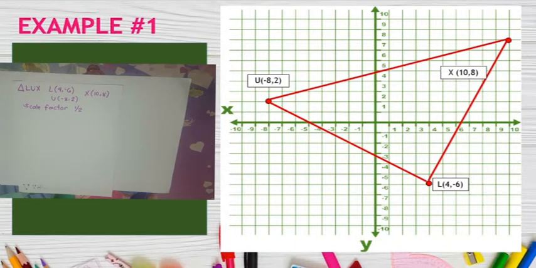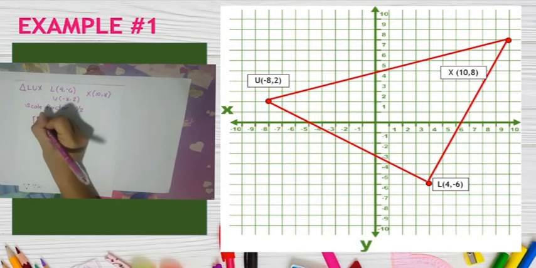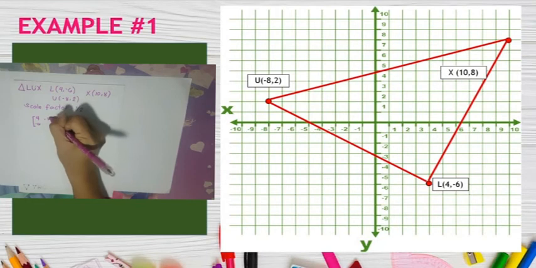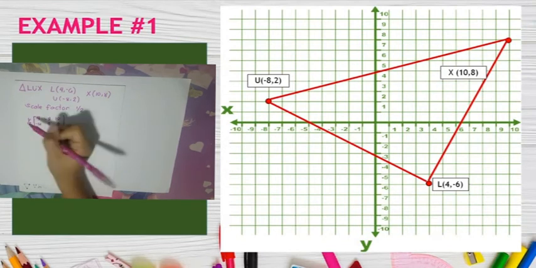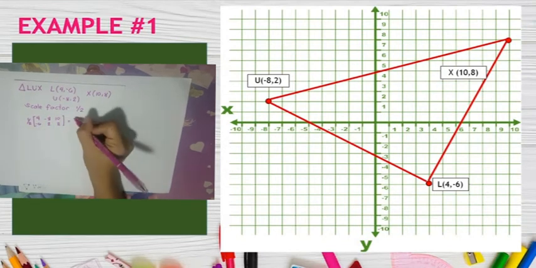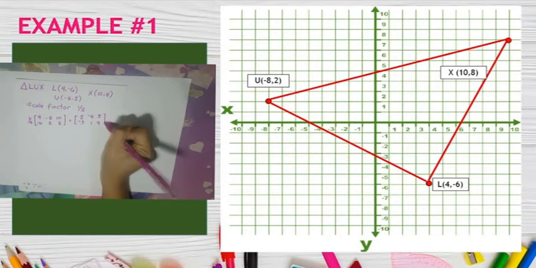So just like what we did with enlargement, we will first have to write these coordinates in matrix form. Okay, we have here 4 and -6, -8 and 2, 10 and 8. And we have here the scale factor of 1/2. So let's put that outside our matrix. And let's solve. Okay, so we have here 2, -3, -4, 1, 5, and 4.